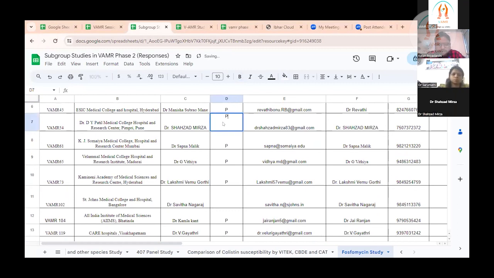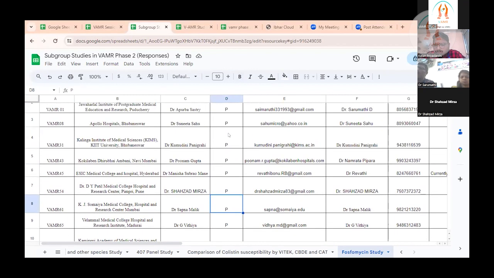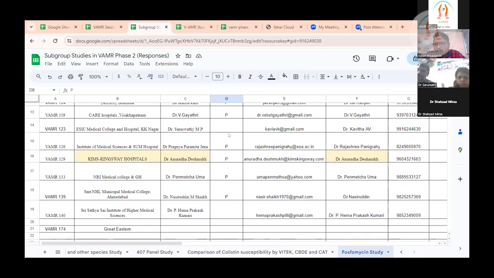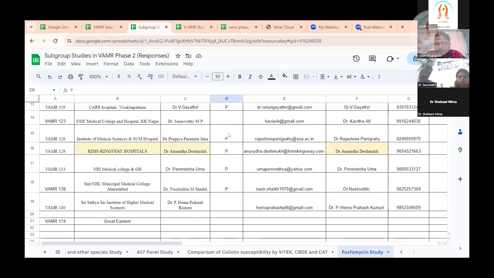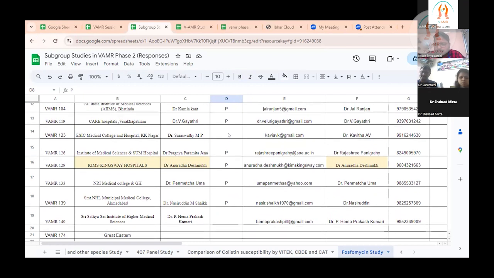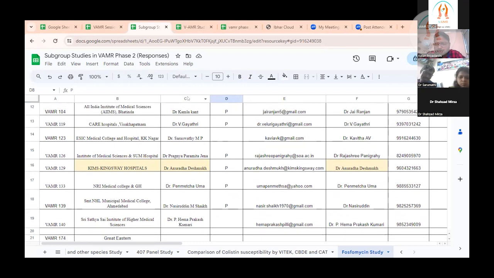The start date, Ketan, will be May 1st for those who have the powder or are going to procure the powder immediately. And for those centers that need a little bit of time, they can join the study once they procure the powder. Yes, correct.